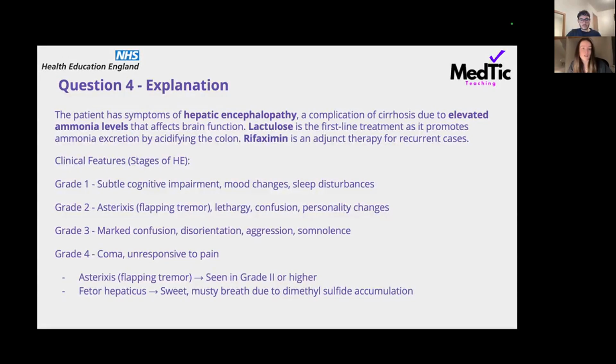The other thing that is quite commonly tested in finals is that they say they've got a sweet, musty smell to their breath, and that's called fetor hepaticus, and we can see that in hepatic encephalopathy as well. So that's just one to keep in the back of your mind.